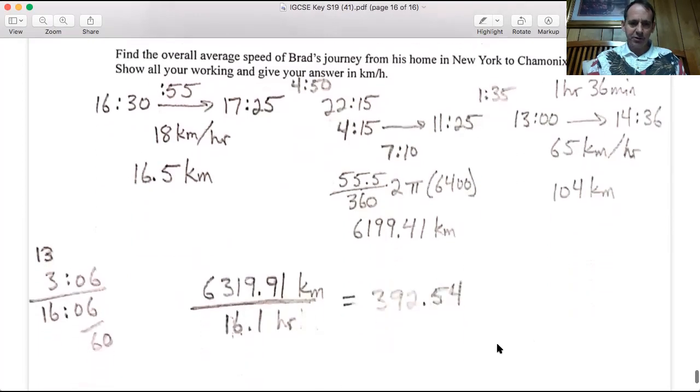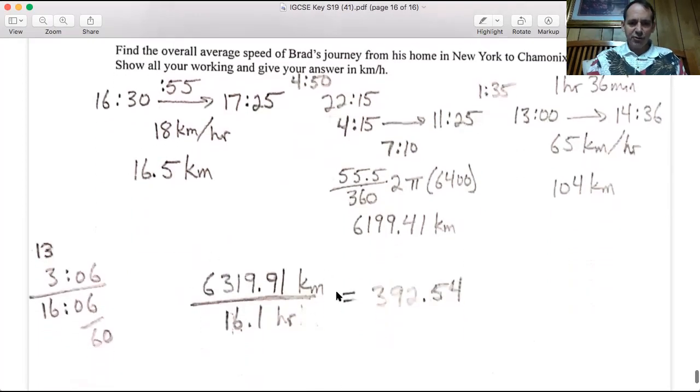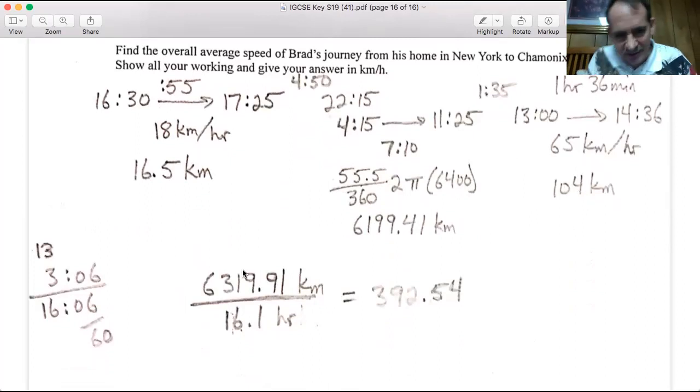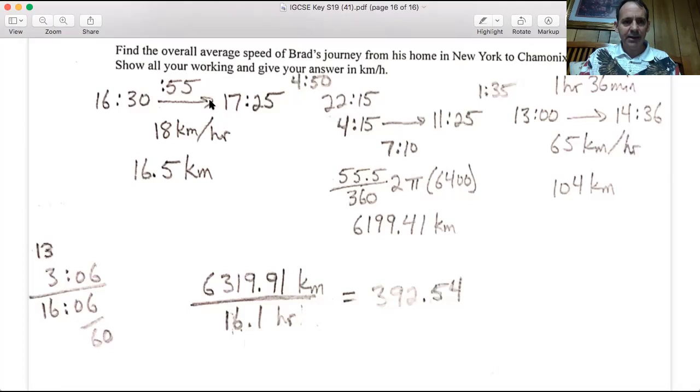Now what we want to do is we want to get total distance divided by total time. So the distance is 16.5 plus 6,199.41 plus 104 will give you this 6,319.91 kilometers.